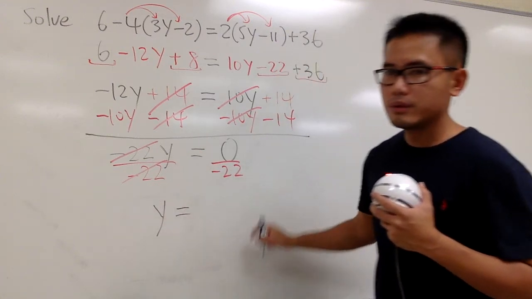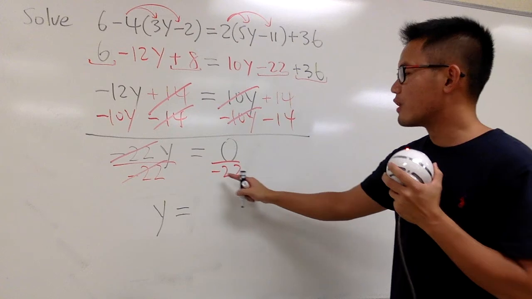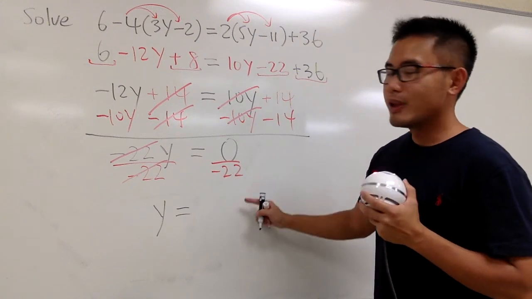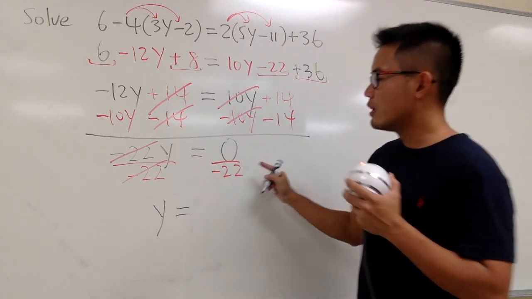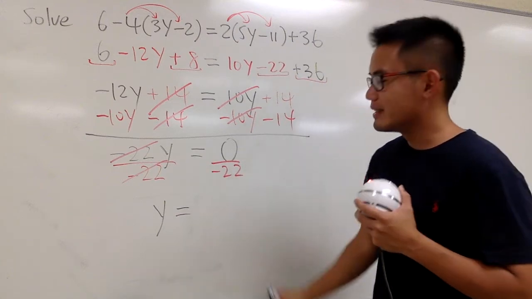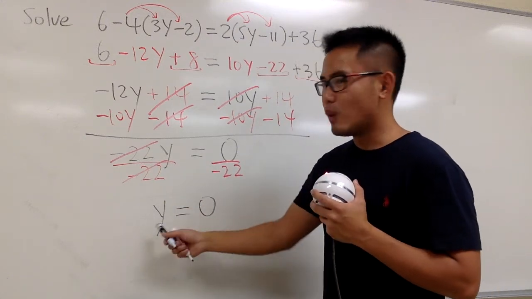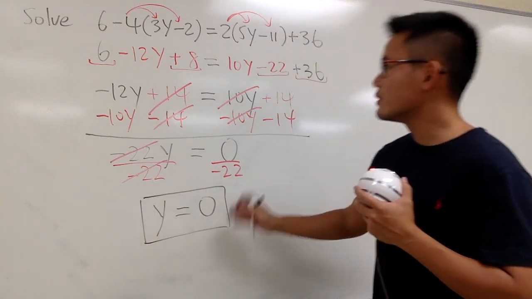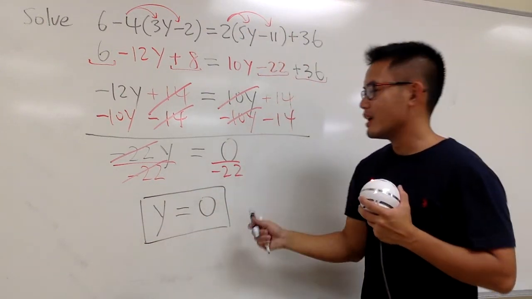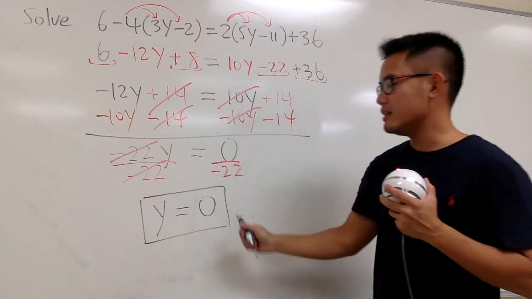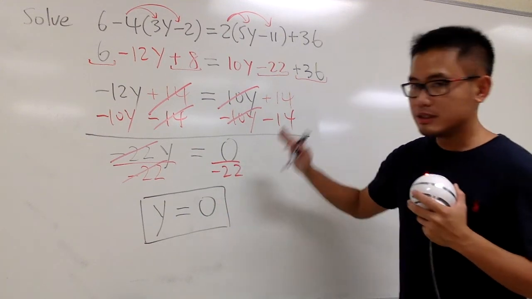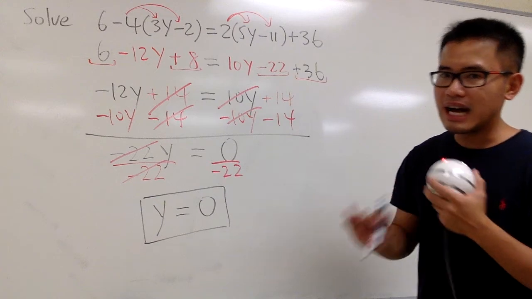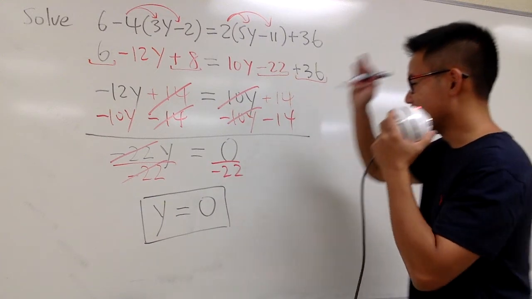This will be equal to, now what's 0 over -22? When we have a 0 on the top over a non-zero number like this, the answer to that is just 0. Y is equal to 0. And this right here is the solution to the equation. Once again, when you have 0 on the top, then the answer is 0. When you have 0 on the bottom, that's not defined. Alright? Anyway, this is it.